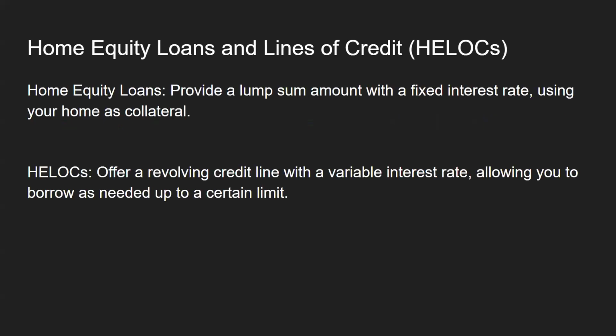Now, another type of loan is home equity loans and lines of credit, also called HELOC. If you've heard of HELOC and you're not sure what it is, that's just what it stands for. With home equity loans, you essentially get a lump sum with a fixed interest rate, typically using your house as collateral. With a HELOC, you get a revolving credit line with varying interest rates, and it allows you to borrow as needed up to a certain limit. So that's just what that means typically.